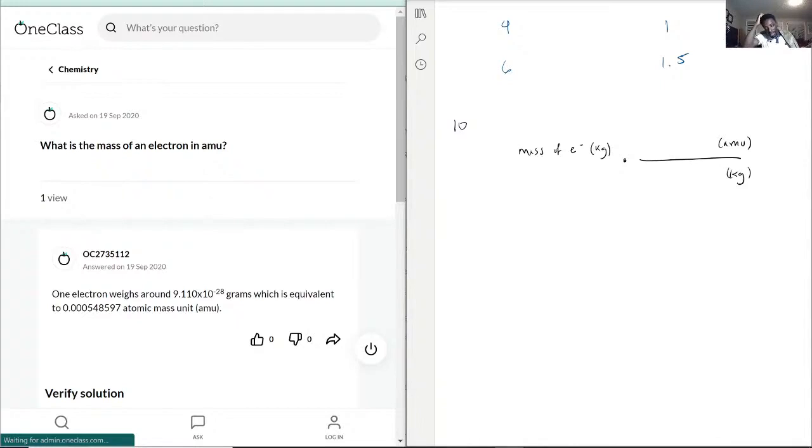Okay, so with that, you're probably wondering two things. What is the mass of an electron? And what is an atomic mass unit, aka AMU? So let's take a deep dive in both.